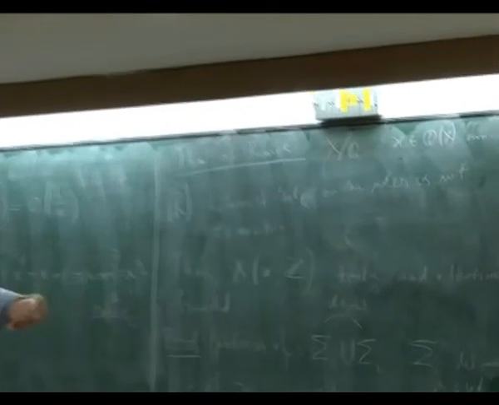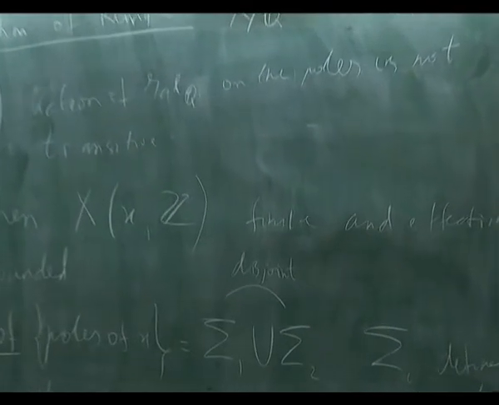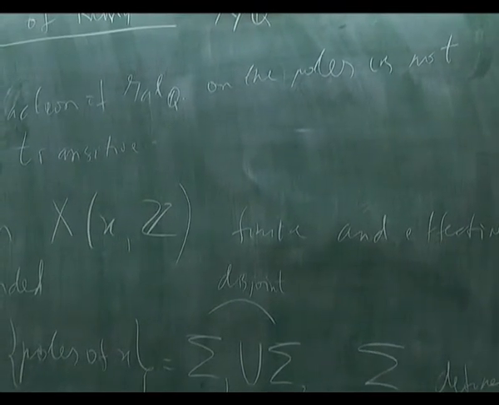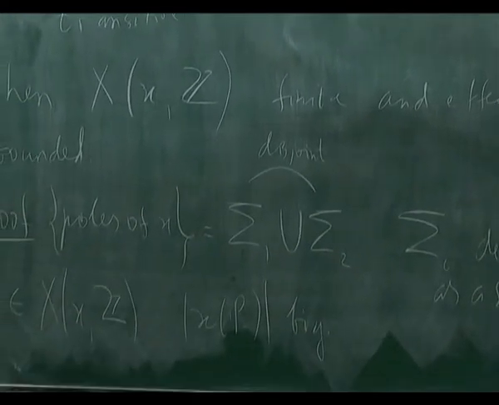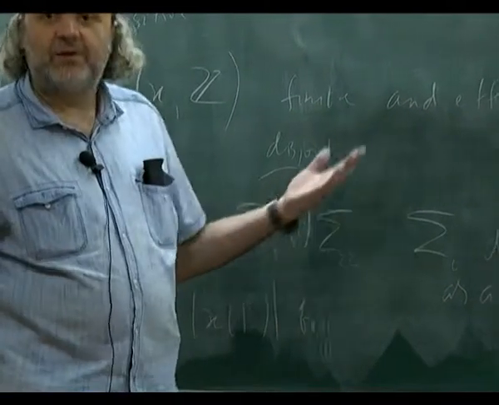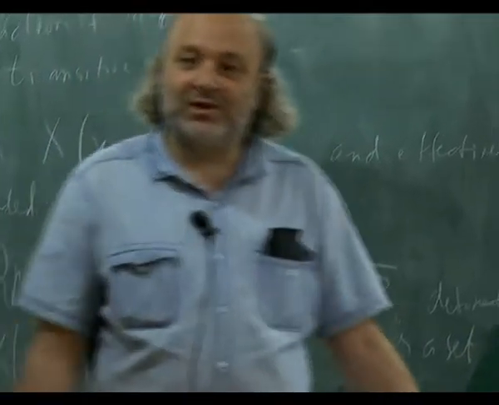OK, now we'll discuss this proof after the pause. I will make some remarks. Sorry? Yes, we need non-transitivity to get the partition. If it is transitive, we cannot partition it like this. We have only one set. The other would be empty.